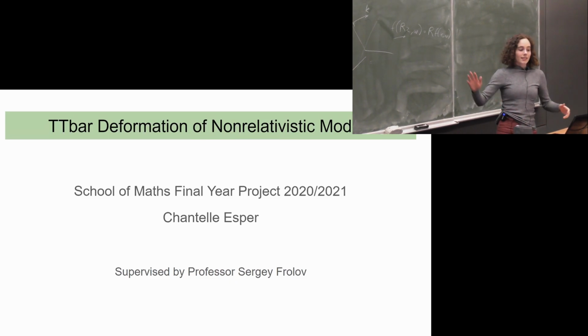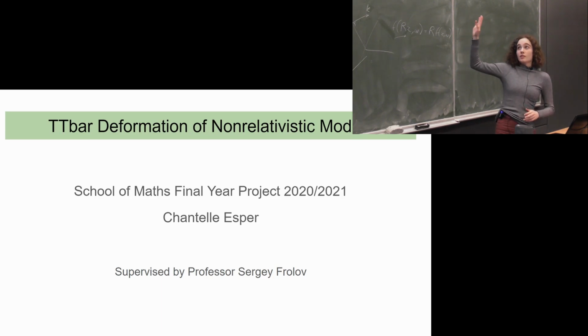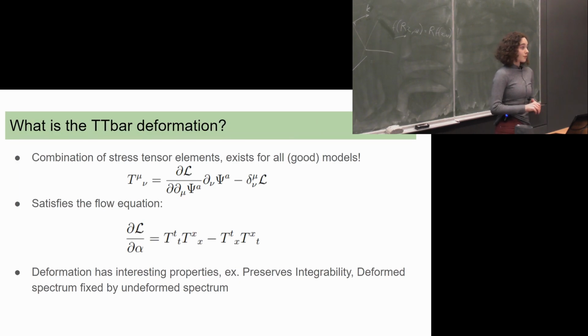So this is in the School of Maths, and my supervisor was Professor Sergei Frolov. So first of all, what is this? What are we actually dealing with? The idea is that this TTbar is some combination of elements of what we call the stress tensor. This object basically encapsulates the conserved currents that relate to energy and momenta in any theory.